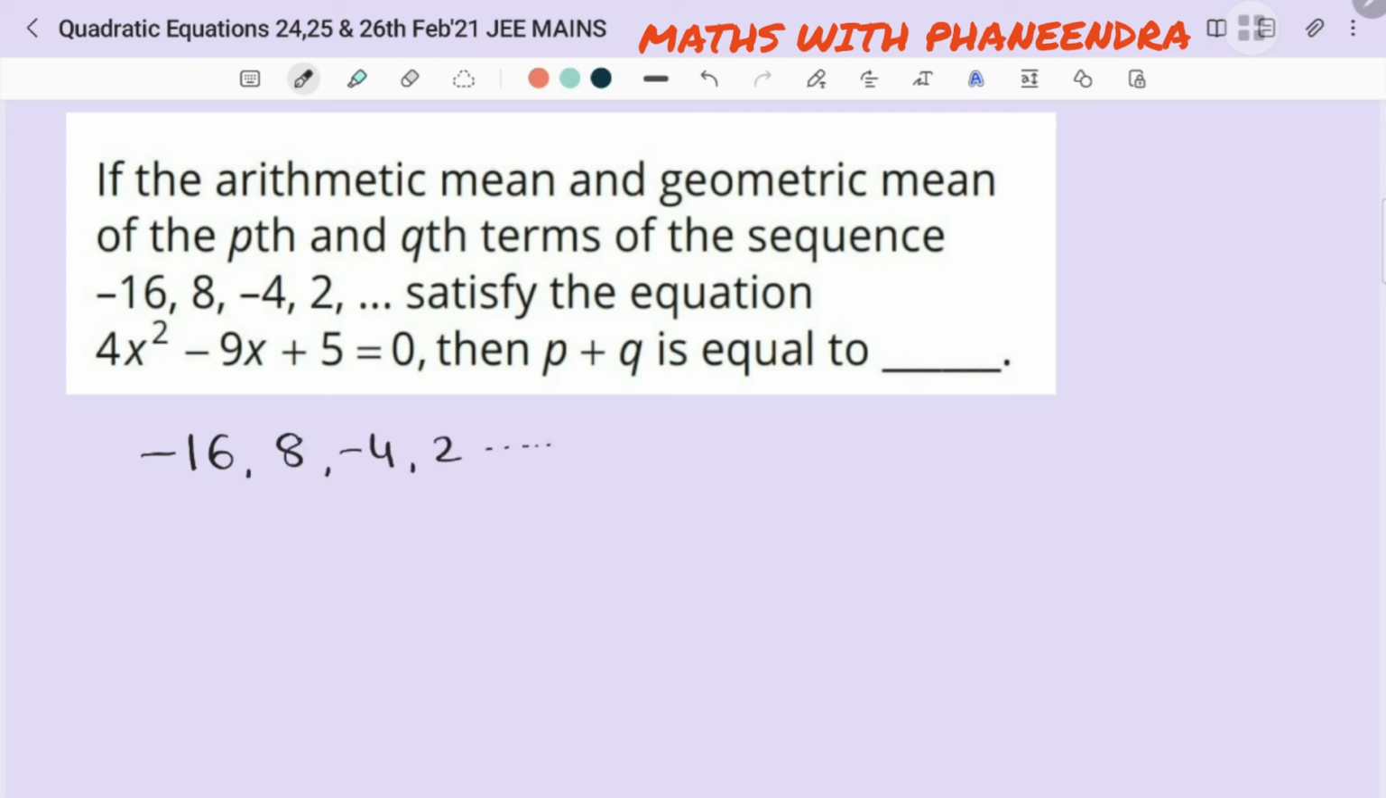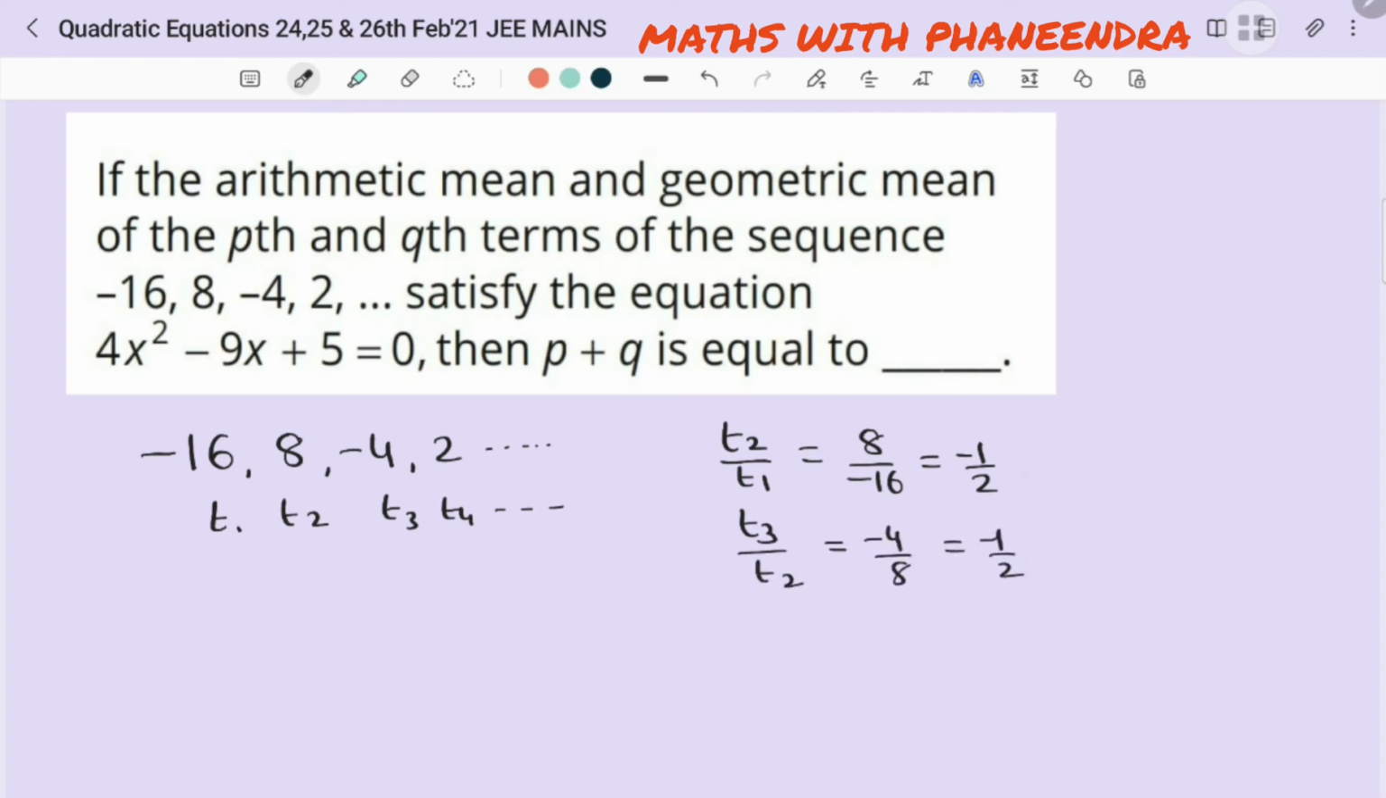Here which sequence is it? By observing, assume this is T1, T2, T3, T4 and so on. T2 by T1, if you observe that, 8 by minus 16 which is equal to minus 1 by 2. T3 by T2, minus 4 by 8 which is equal to minus 1 by 2. So the common ratio is equal. Common ratio r is equal to minus 1 by 2.